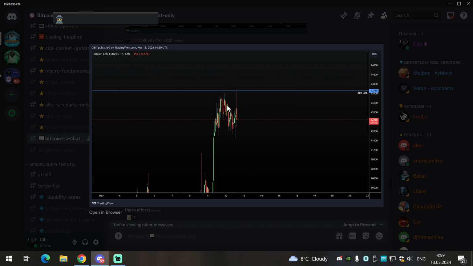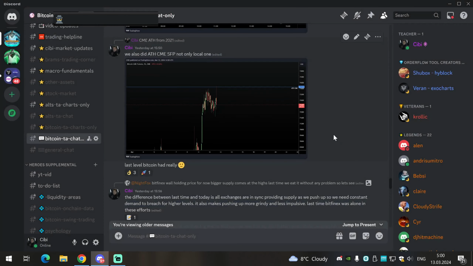This was like a major swing failure pattern, because all spot and perpetual exchanges already took out the all-time highs, just this one was waiting alone. CME is very important. This is institutional volume, and you can't ignore this, because we are also getting CME gaps from here and so on.